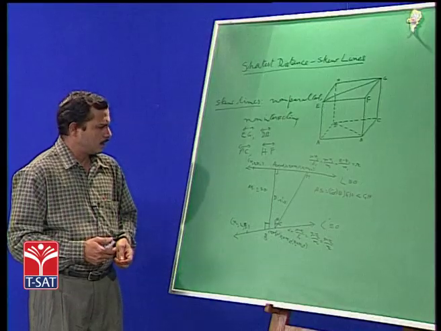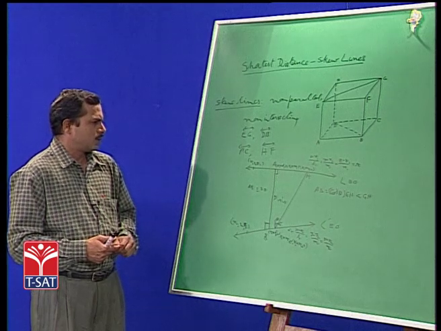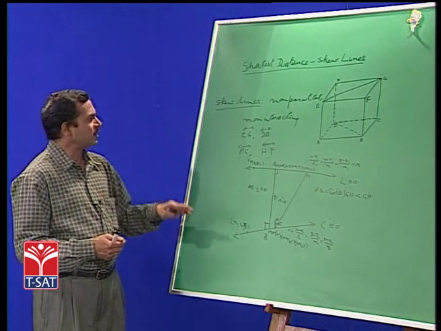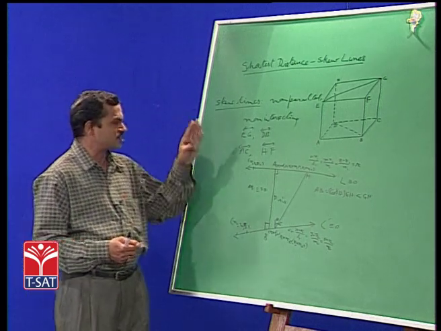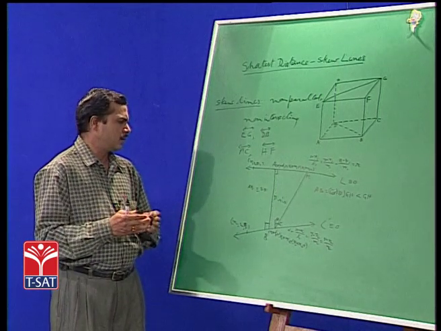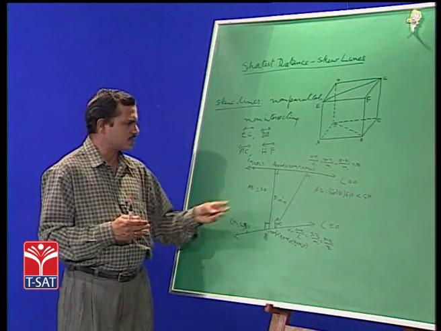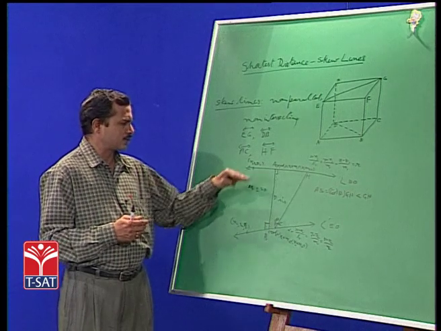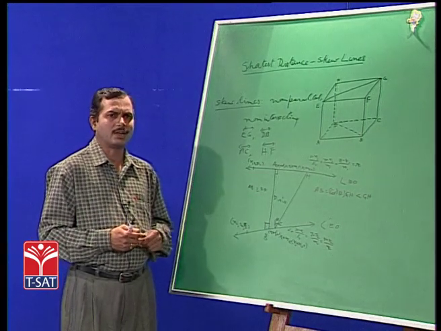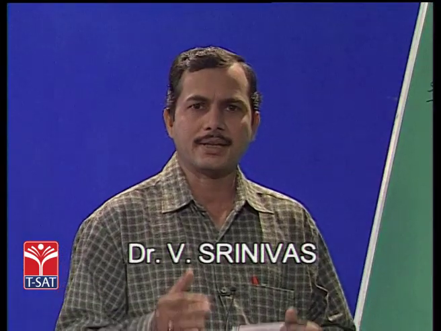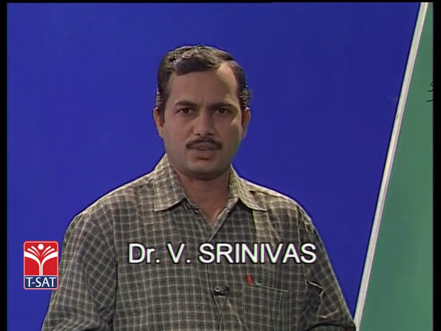Well, let us find the equation for the shortest distance line and also the value of the shortest distance between two given skew lines by considering one numerical example. There is another method of calculating the shortest distance.